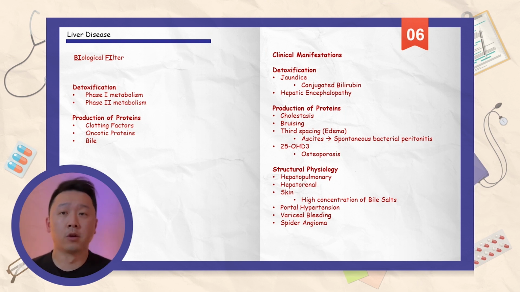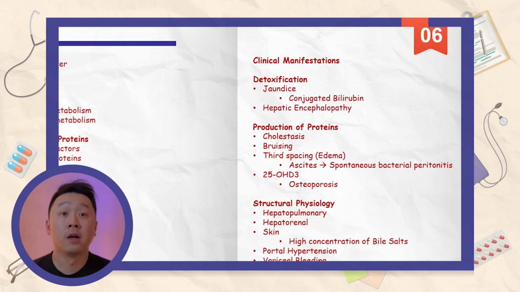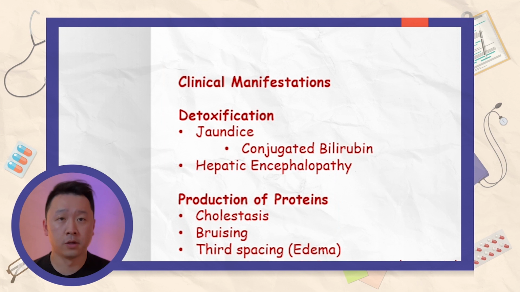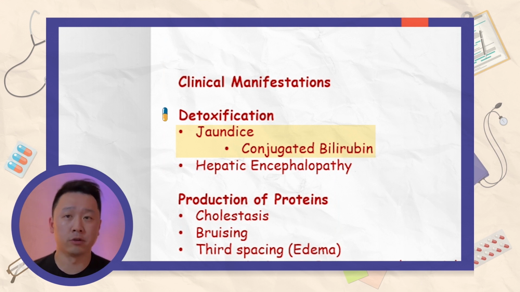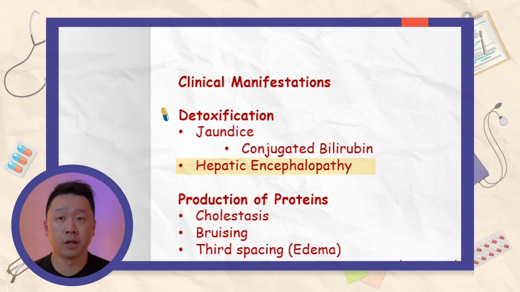We can separate the clinical manifestations into three different components: the detoxification, the production of proteins, as well as the structural physiology. Let's first explore the detoxification. Because of the liver's inability to conjugate bilirubin, there's a buildup of bilirubin which causes jaundice. The color of bilirubin in nature is yellow, and hence a lot of patients with jaundice usually have a yellow complexion. Next is hepatic encephalopathy.